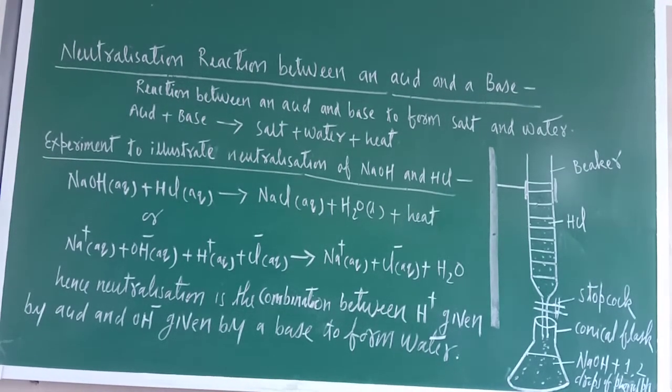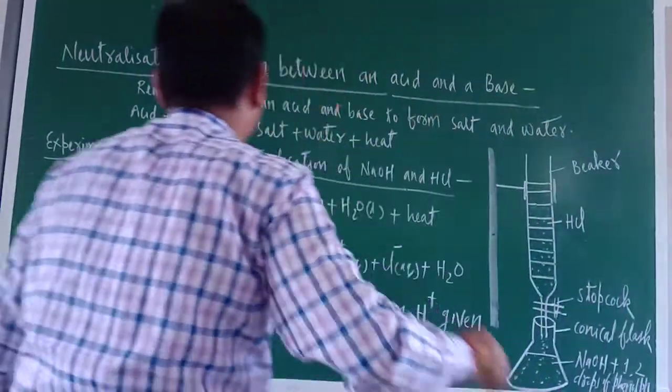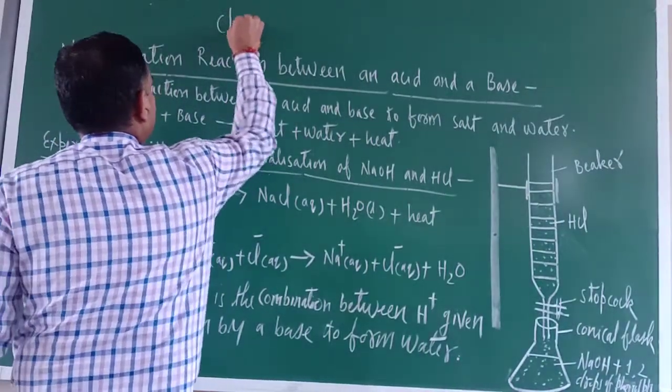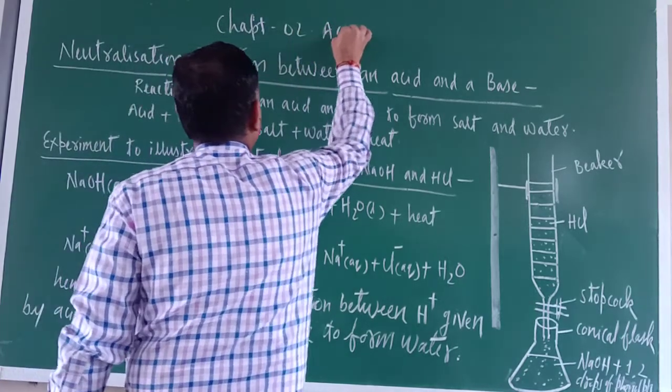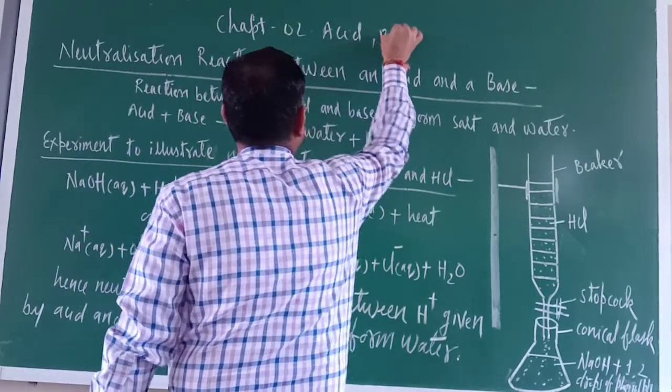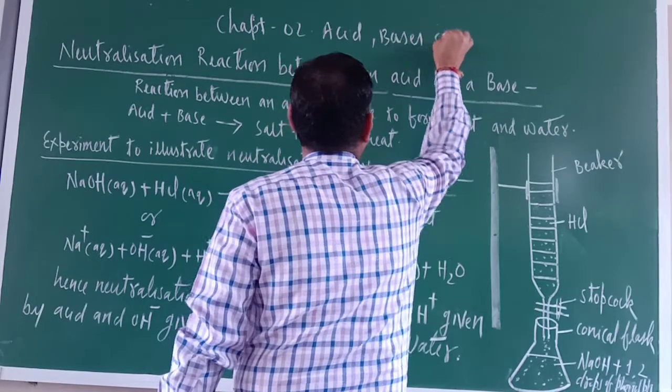So we are in chapter number 2. What is the name of chapter number 2? The name of chapter number 2 is Acids, Bases and Salts.